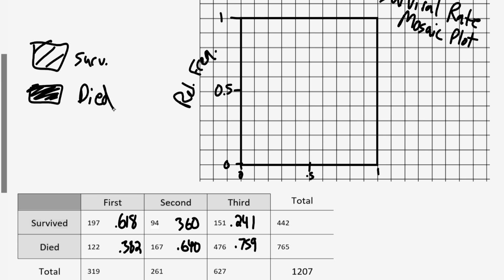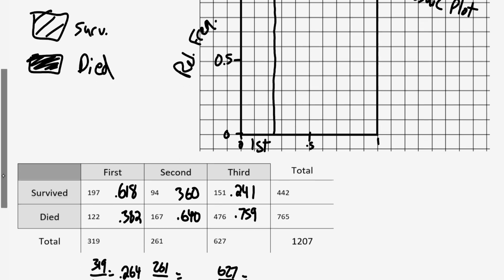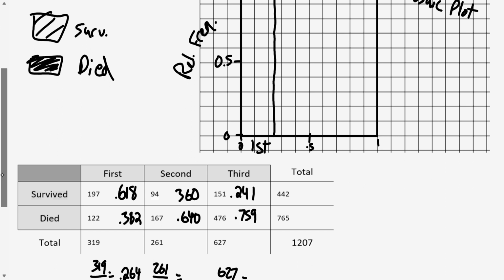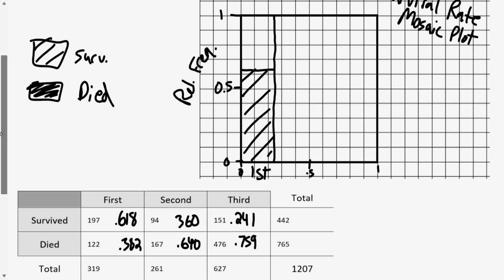So my width for this first one is going to be just under 25%, and that's going to go up all the way to the top. So that's my 100. So I have 25% for first class. So 25% of the whole thing was in first class. Now within that, the survived was about 62%-ish. So there's my survived. And then everyone else of that group would be in the died category.